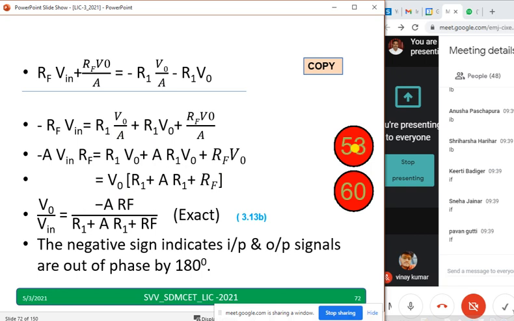What you have done? You have taken the same equation from the previous slide and simply V0 we have taken this side, or you can say these two I am taking this side, RF Vin I am taking this side, all V0 we are taking one side, that's all. And later V0 common I am taking, and then I am writing V0 by Vin equal to, that's all. But here I will get a negative sign that indicates there is a phase shift. You have another 15 seconds, you can copy down.